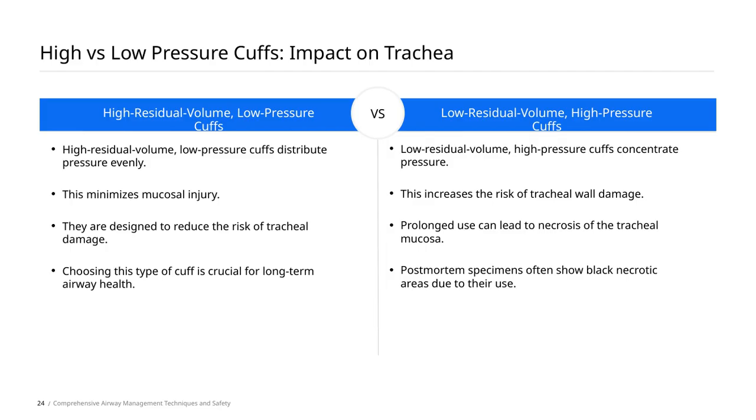That's why choosing this type of cuff is so important, especially for patients who require long-term airway management. It helps preserve the health of the trachea and prevents serious complications. In summary, understanding these differences is key to ensuring safe and effective airway management, aligning with our overall goal of patient safety.